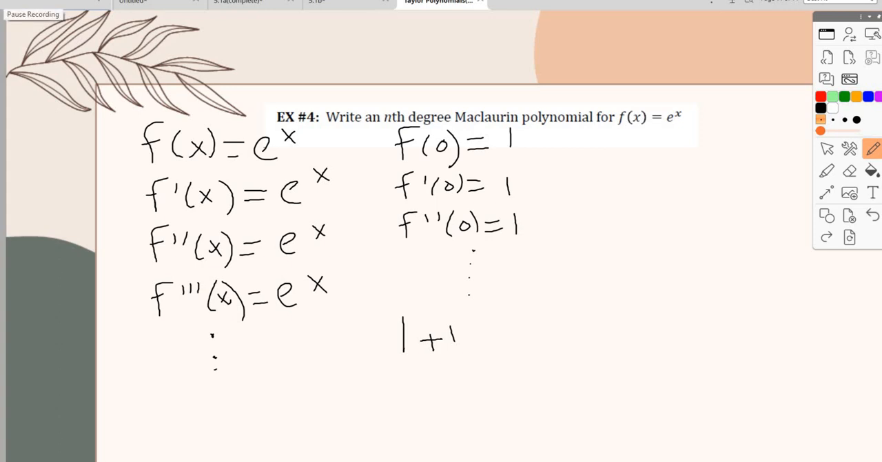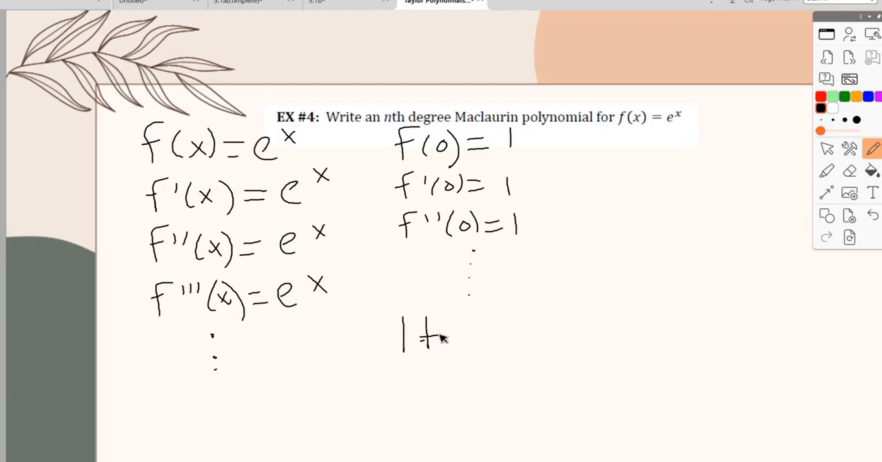That was our f of 0, then I need to add. Okay. So the next thing is basically what is the value of all of our derivatives? Yeah, when I plug in, the derivatives are all e to the x, so when I plug in 0, I get 1 for all of them.